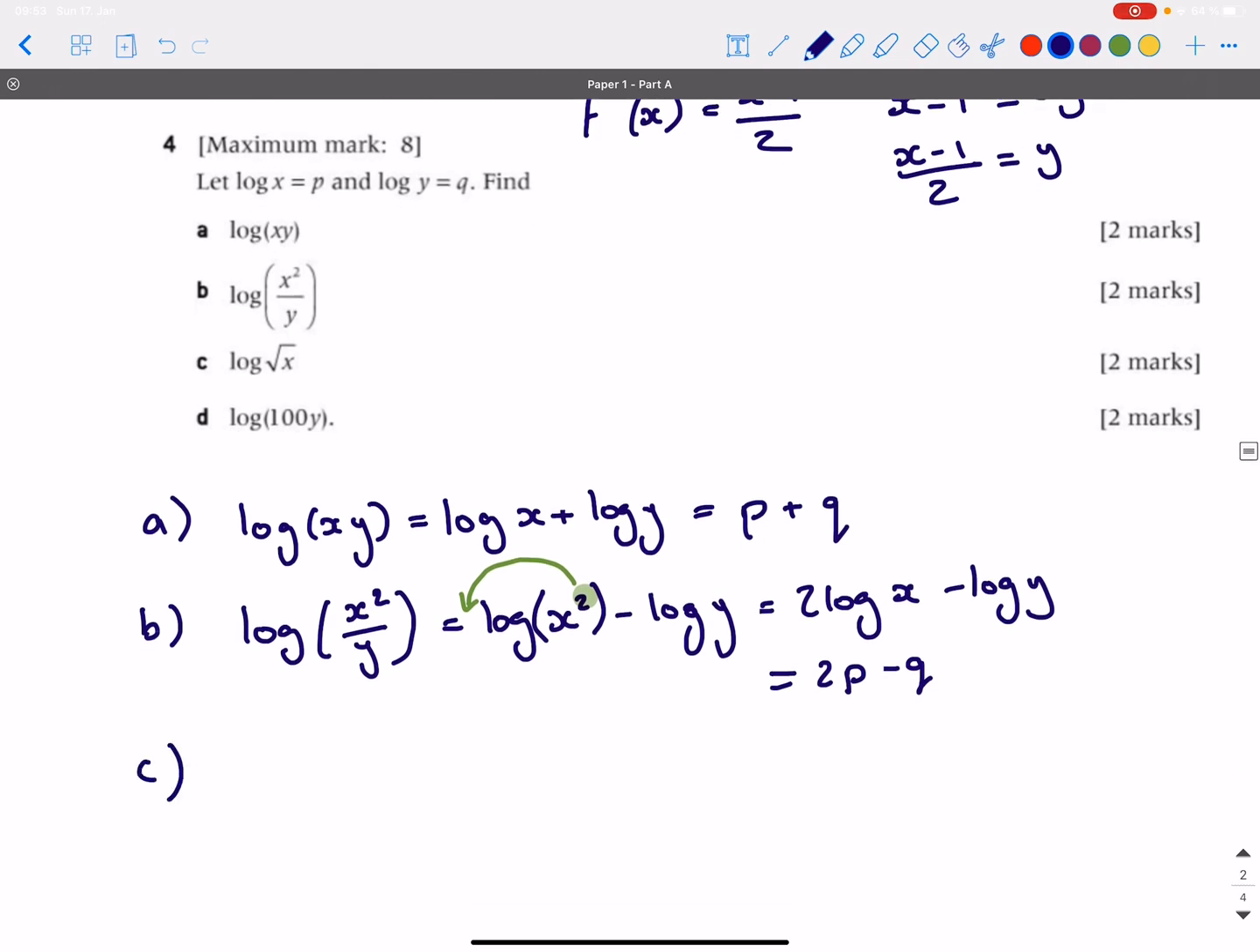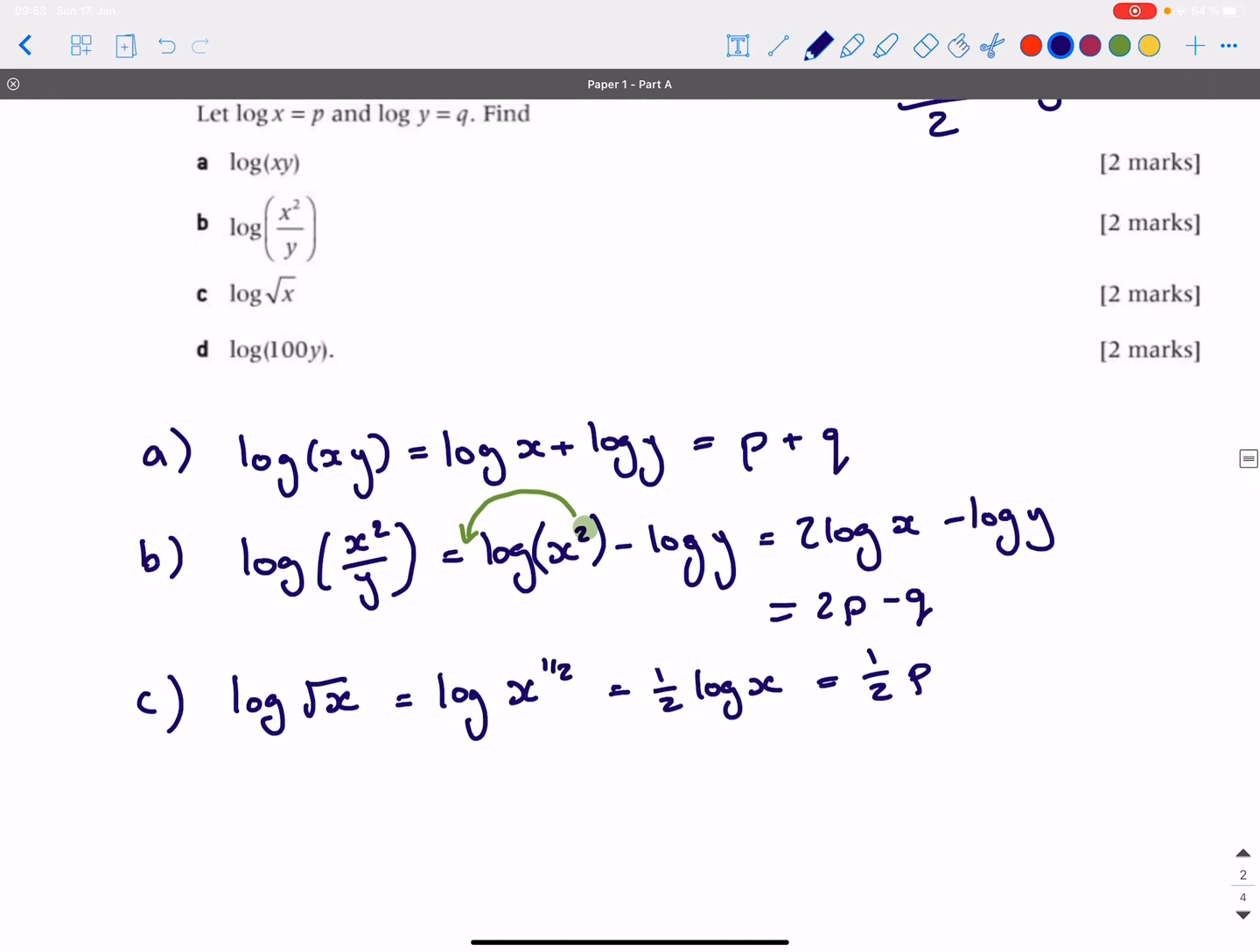Fantastic. Next question, log of the square root of x. This one's got 2 steps to it. Hopefully you now know really easily that the square root of something is like it being to the power of a half. And the reason we want to change it to a numerical power is because then we can do that step in the question before. So I'll rewrite that as log of x to the power of a half. Now I can bring that half to the front. So half log of x, which makes it a half p.